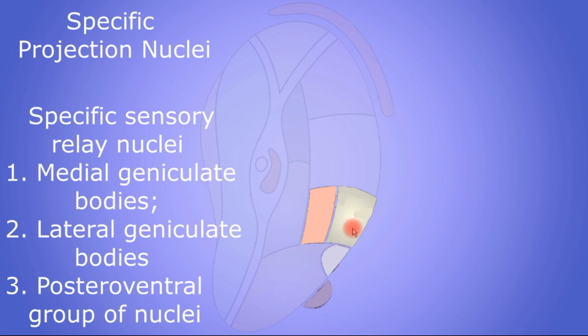Then comes the posterior ventral group of nuclei. The posterior ventral group of nuclei are made up of the ventero-posterior medial and ventero-posterior lateral nuclei, and these receive the signal from the medial lemniscus pathway. That means the one which is carrying fine touch, vibration, and proprioception sensation, and the same sensations from the trigeminal nerve, and these send their signal to the somatosensory cortex.